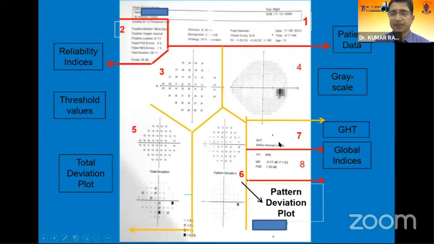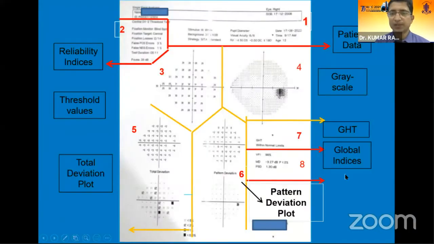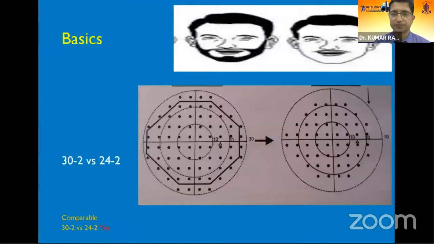GHT, the Glaucoma Hemifield Test, gives us an idea, from the computer, whether the field report which has come shows glaucomatous changes. And in global indices, the machine summarizes into a single value the entire sum total of whatever data we have got, to say whether the performance is normal or subnormal. Like we will get an idea with a single numerical value.